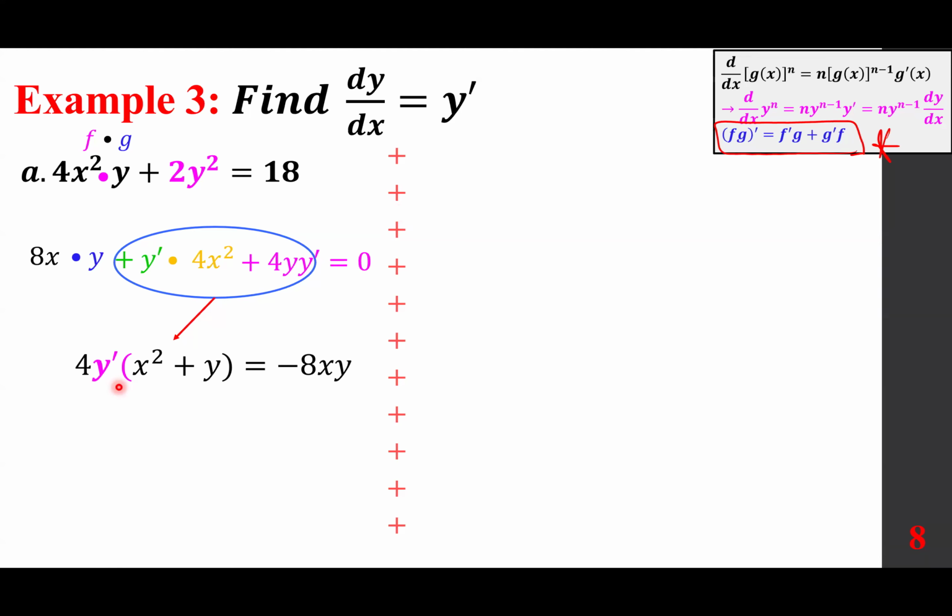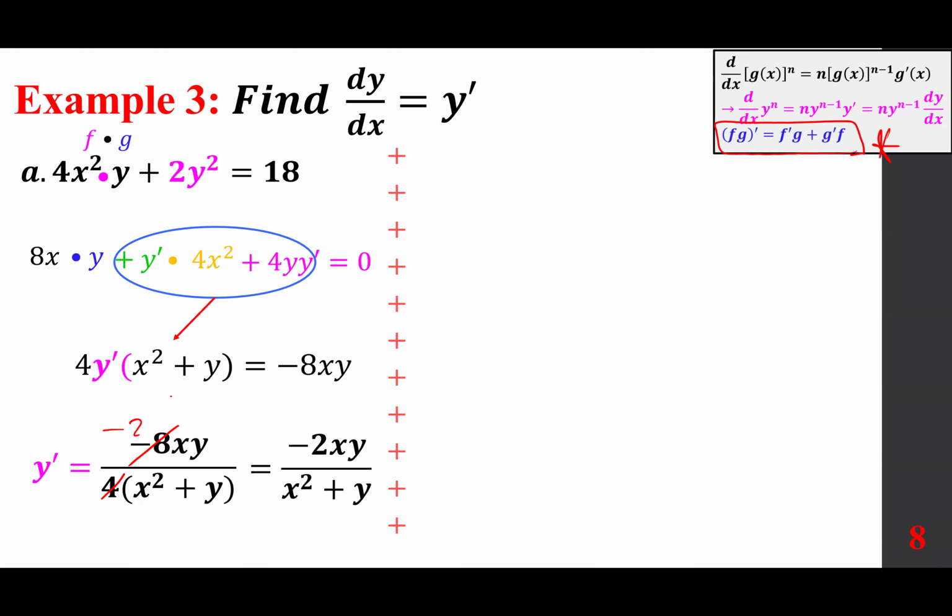We are going to divide both sides by whatever is sitting next to y prime, which is 4 times x squared plus y. The 4 goes away, and this changes to negative 2. So y prime is negative 2xy over x squared plus y as the final answer.